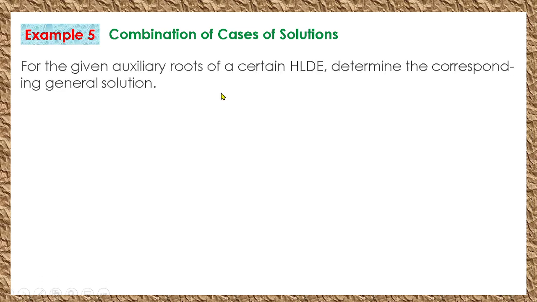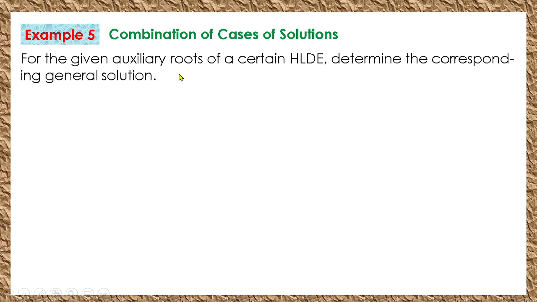So we have, for the given auxiliary roots of a certain HLDE, determine the corresponding general solution. The first two are case 1, because they are distinct. The second group, negative 5, negative 5, negative 5, is case 2, repeated real roots. So we apply two rules.